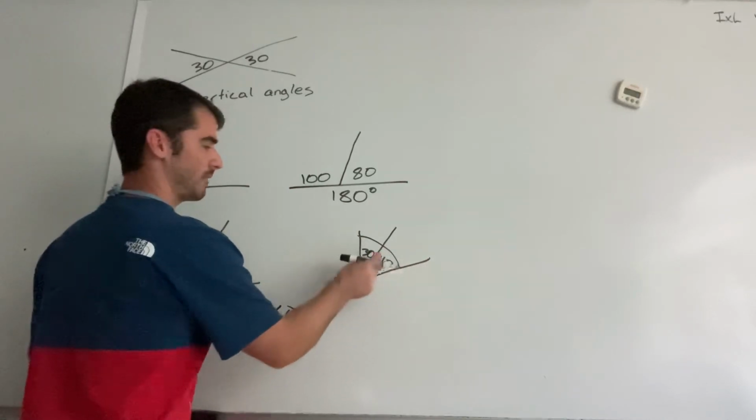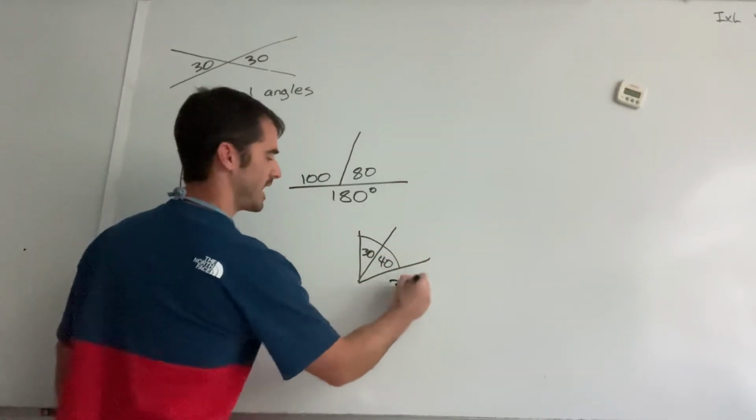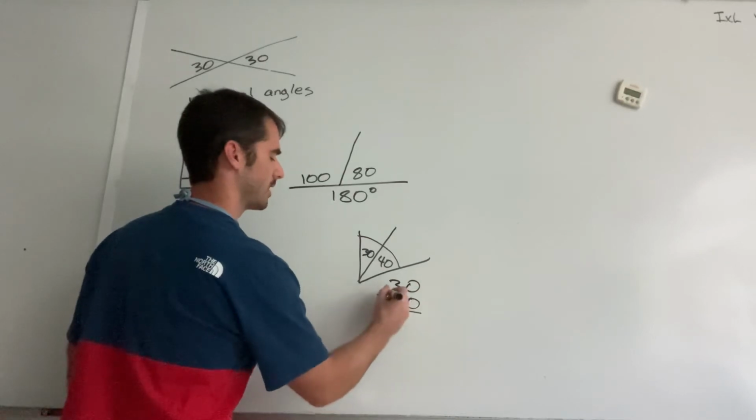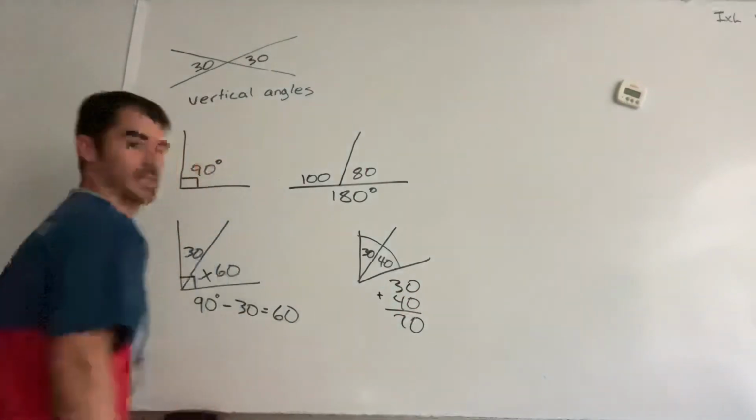If I know that this is 30 and this is 40, they want to know how much they are together. We need to get bigger. Obviously, this is all a little bit bigger, so we just need to add 30 plus 40, 70.